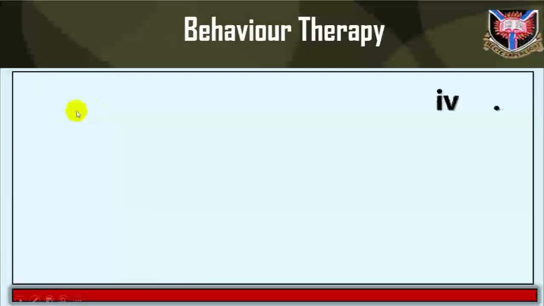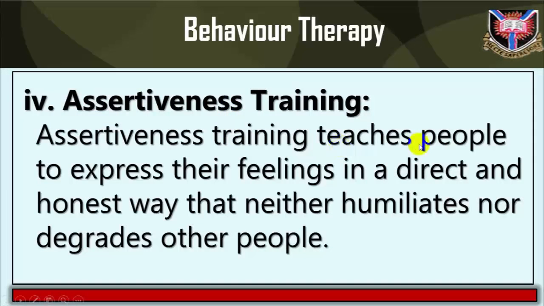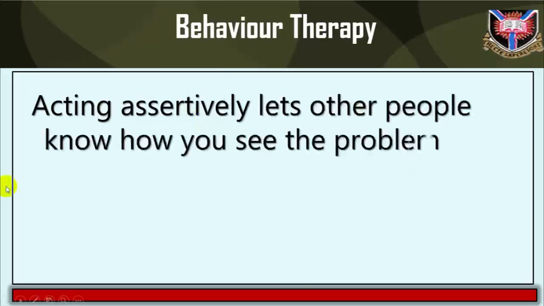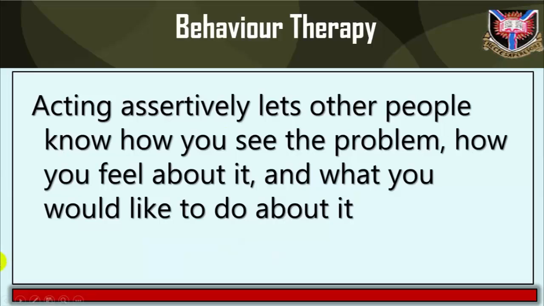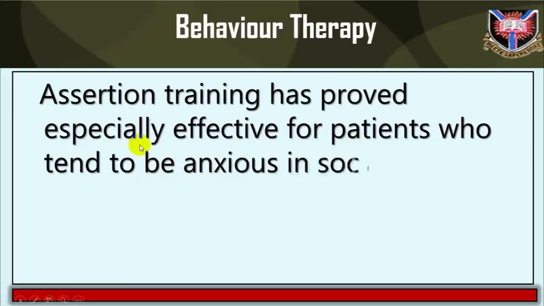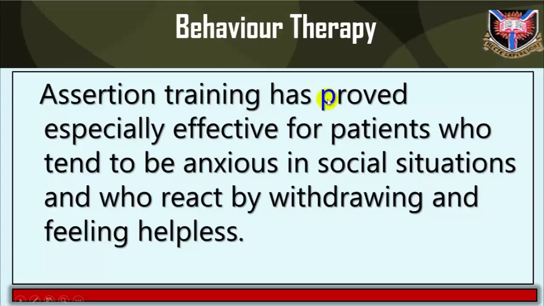4. Assertiveness training. Assertiveness training teaches people to express their feelings in a direct and honest way that neither humiliates nor degrades other people. Acting assertively lets other people know how you see the problem, how you feel about it, and what you would like to do about it. Assertion training has proved especially effective for patients who tend to be anxious in social situations and who can react by withdrawing and feeling helpless.